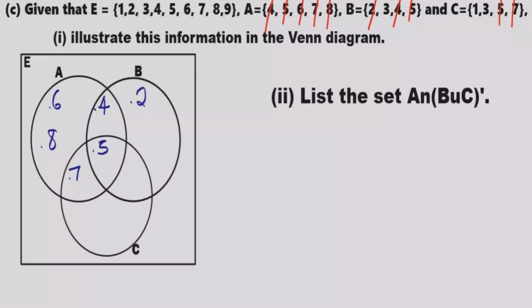So we come to 3. Is 3 found in set C? Yes. So 3 is found in set B and set C. So meaning 3 will be written here. It will be on the intersection of B and C. 3 will be on the intersection of C and B. Okay, like that.